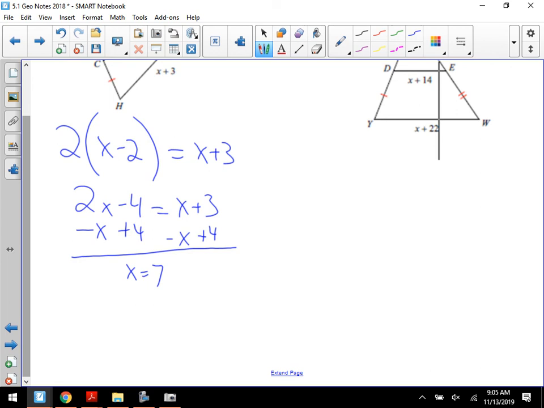It depends. Remember, it always depends upon the problem. Some problems you double it. Some problems take half of it. It depends on how you set it up. You have to know which one's the mid-segment. That's kind of the idea. If you know which one's the mid-segment, you're good to go.